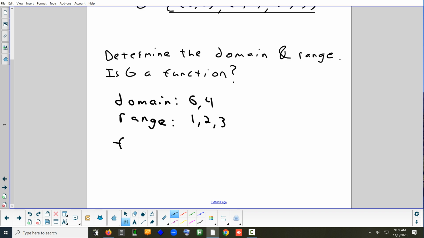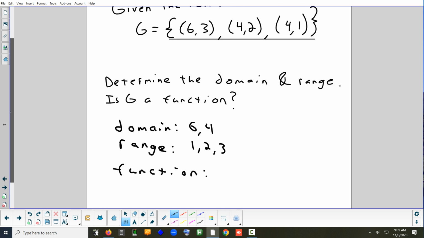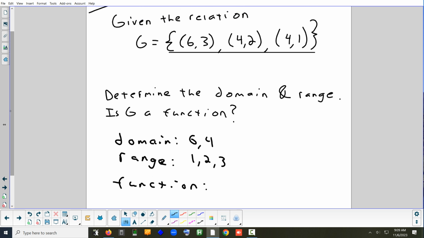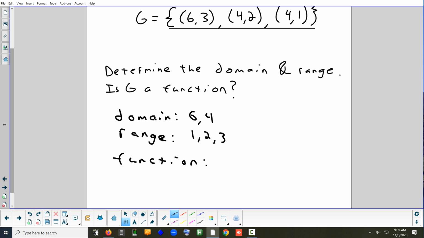Okay, so now, is this a function? No. Why not? There's a repeat in the x: 4 and 4. If there's a repeat in the x, then no. That is not a function.